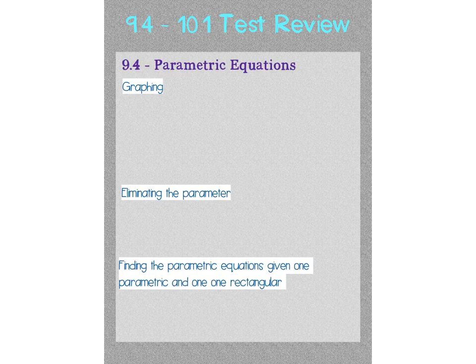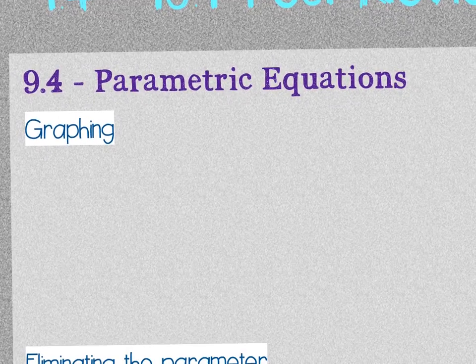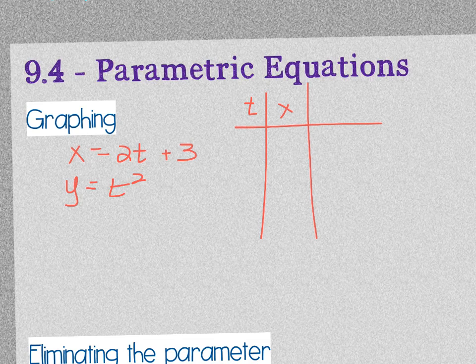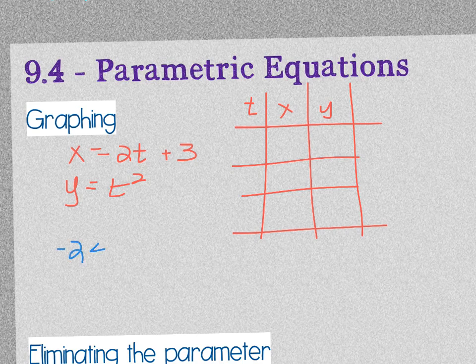So 9.4 was the first section that is going to be on this test, and it is the parametric equations. So it started with graphing parametric equations. You had things like x equals 2t plus 3 and y equals t squared, something like that, where you had 2 equations. And then you would set up a t chart. This time you've got a t, you've got an x, you've got a y. And so you would plug in t's from the range that I will provide you with. So let's say it's -2 is less than or equal to t, which is less than or equal to 1. You'll plug in -2, -1, 0, 1.